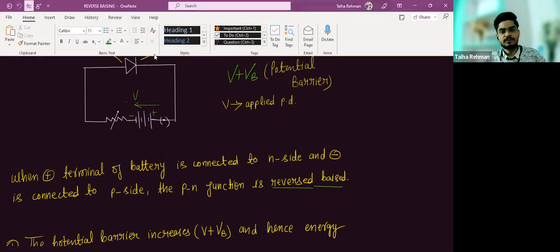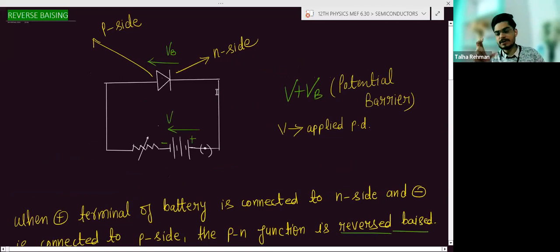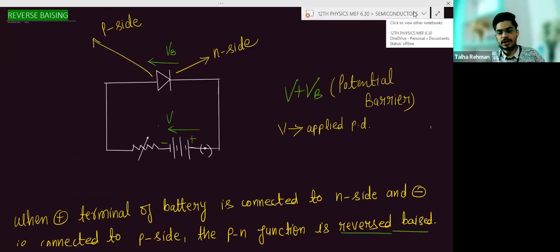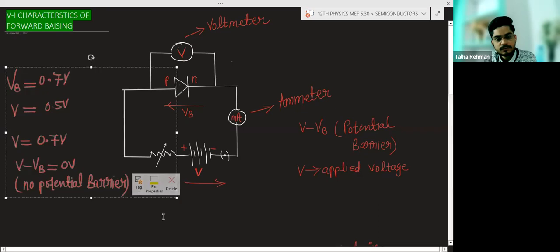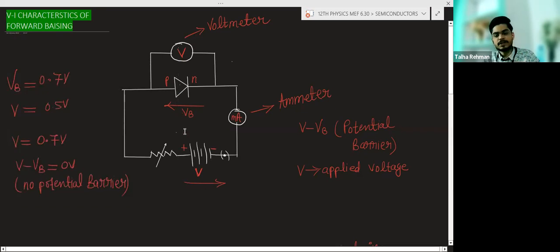Characteristics. Characteristic means we will draw the current versus voltage graph in case of the reverse bias and in case of the forward bias. So first we will discuss the characteristics in case of the forward bias. So VI characteristics in forward bias. This is the PN junction diode, and this PN junction diode is in the forward bias condition. Positive end is connected to P side, negative end is connected to N side.